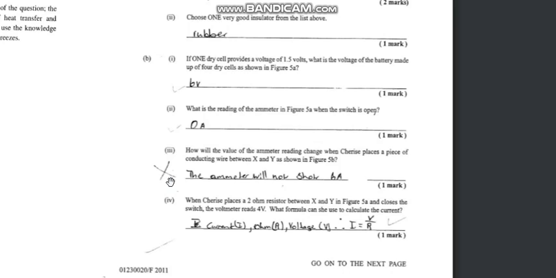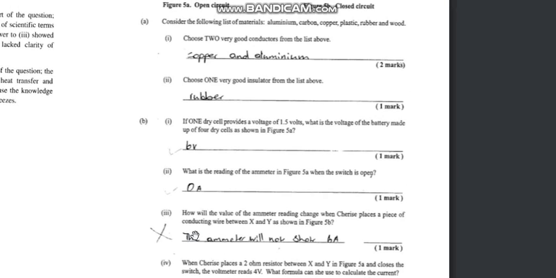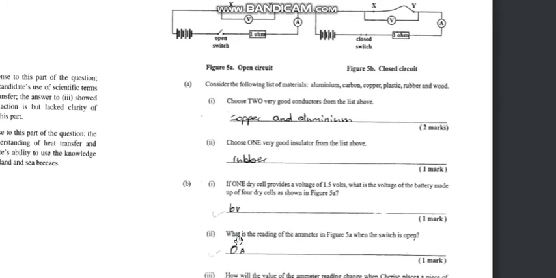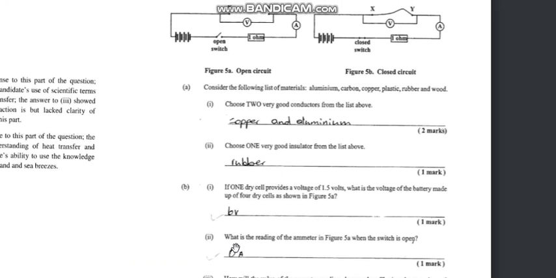Number 3 says, "Will the value of the ampere reading change when Cherise places a piece of conducting wire between X and Y?" So listen, the ammeter will now show 6 amperes. Why? Because, as you can see right here, guys, we have an open circuit, let me draw it down more so you guys can see. Once they place the wire across X and Y, then we will start our reading.